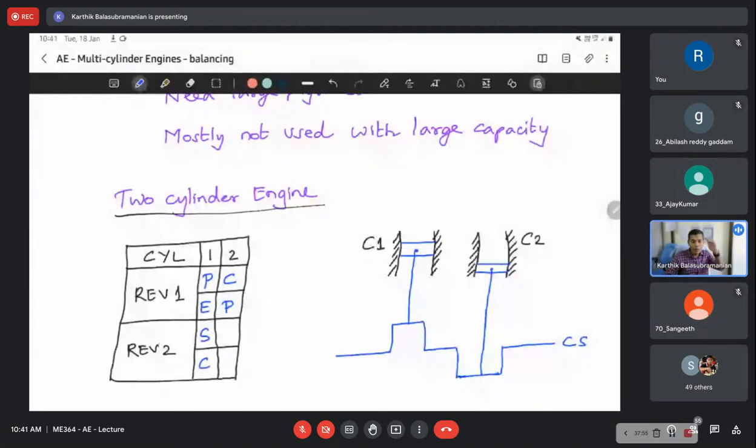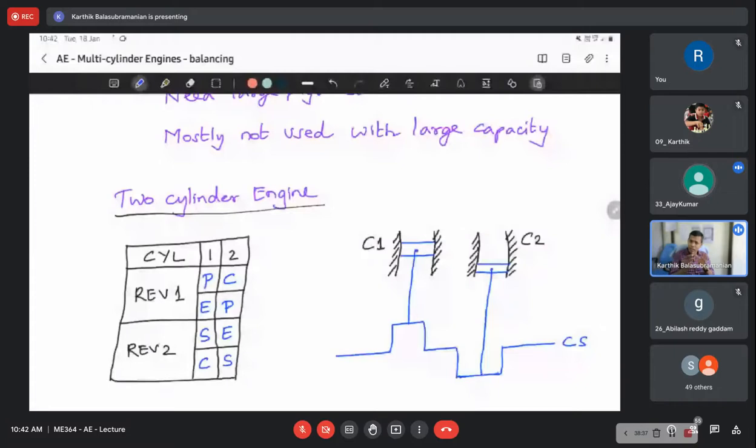Correct? So if you consider cylinder 2, there is compression, there is power stroke. After power, there is exhaust. And then suction. So this is the sequence. Is the table clear to you, what I'm trying to write in the table? Yes, sir. Cylinder 1 and 2. There is the first revolution of the crankshaft, second revolution of the crankshaft. If you consider cylinder 1, in the first revolution of the crankshaft, you have power and exhaust. And parallelly in cylinder 2, you have compression and power.